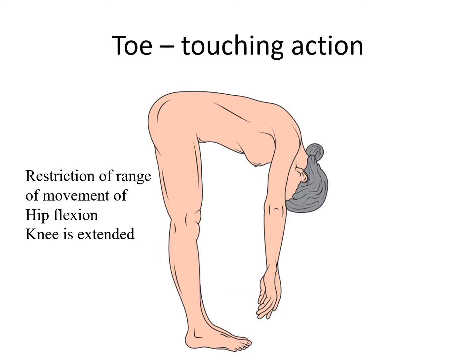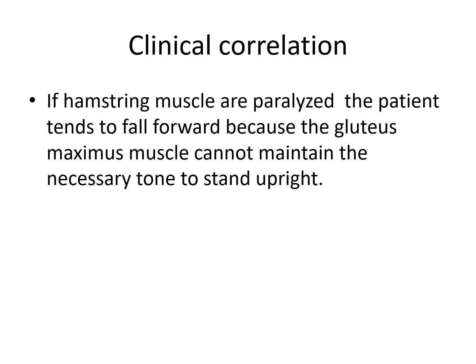Second action, toe touching action. Restriction of range of movement of hip flexion, knee is extended. So here the knee is extended and there is a flexion of the hip joint. These are the toe touching actions of the hamstring muscles.